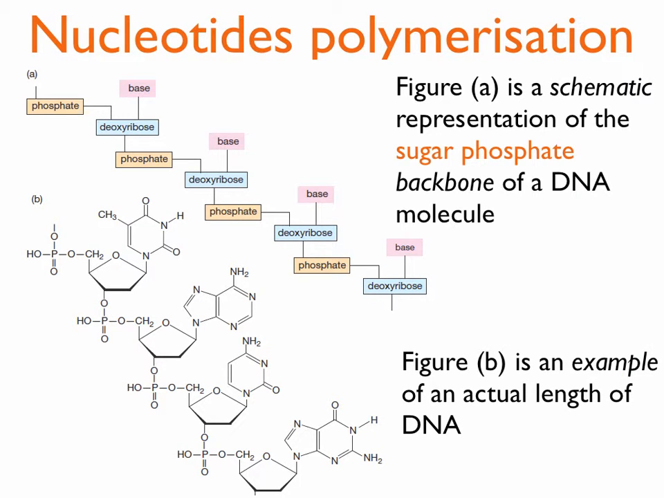Figure B is an example of an actual small segment of DNA. Figure B, for example, is a segment that is only 4 nucleotides long, or 4 nucleotide monomer units long. So it's really just a segment. This would carry on up to about 100 million times for a real DNA molecule.